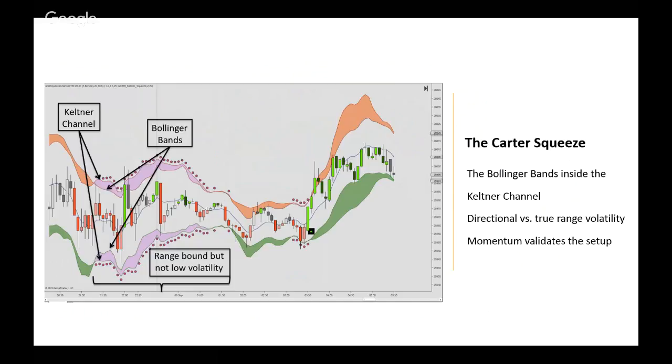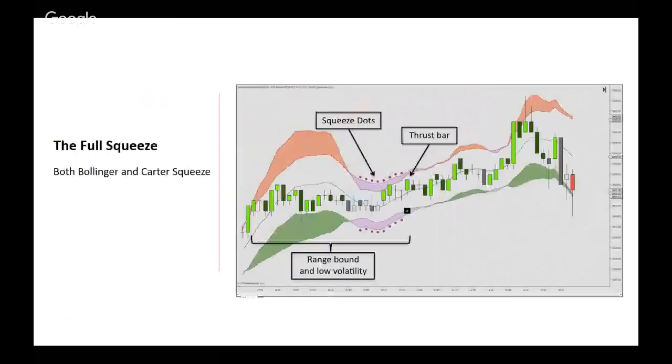And for the breakout, Carter looks at when the Bollinger bands move back outside the Keltner channel, and then validating these setups by using a 13 bar momentum period. That's what he used in his setup. And then finally, we have the full squeeze added here to this squeeze channel, where both the Bollinger and Carter squeeze situations occur at the same time. We see here the squeeze dots. Those are indicating the setup.